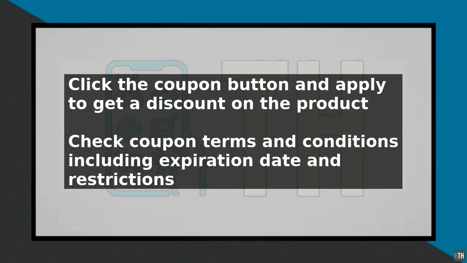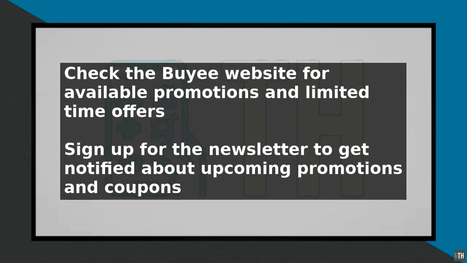Another way to get coupons is by checking the Buyee website for available promotions. They often have limited time offers and discounts on various products. You can also sign up for their newsletter to get notified about upcoming promotions and coupons.